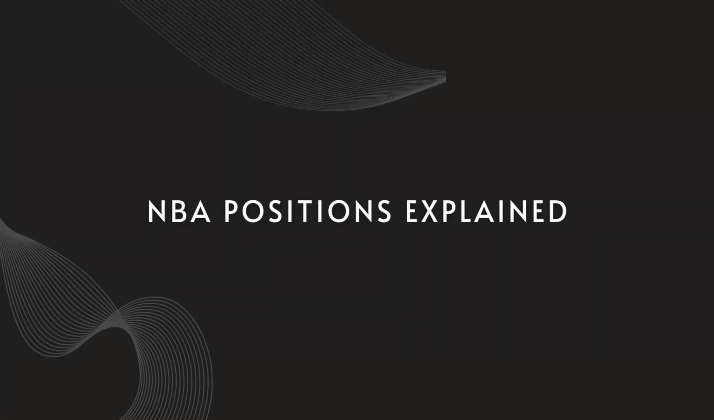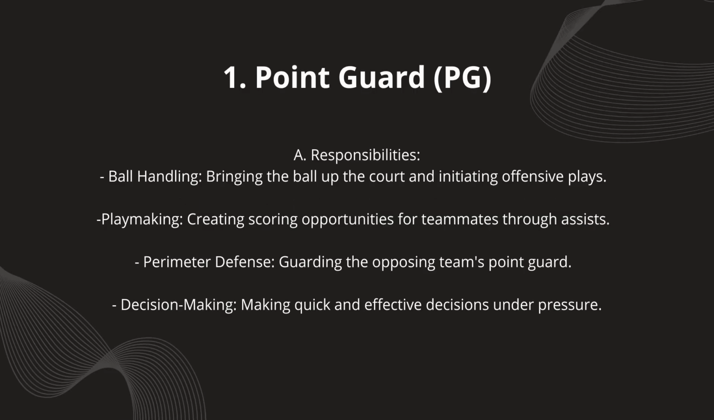In this video, I'm gonna explain the NBA positions. So let's get started. First of all, you have to know that there are around 5 positions. The first one is point guard, which has several responsibilities, including ball handling, playmaking, perimeter defense, and decision making. His responsibilities make him the team's primary playmaker, and he's responsible for setting the tempo, distributing the ball, and making key decisions on the court.